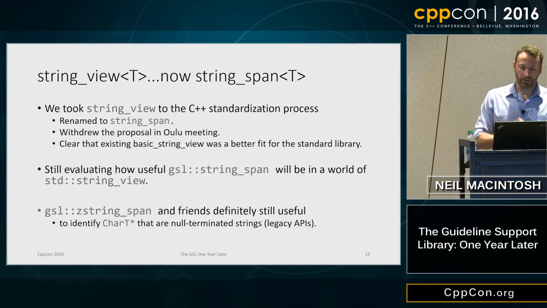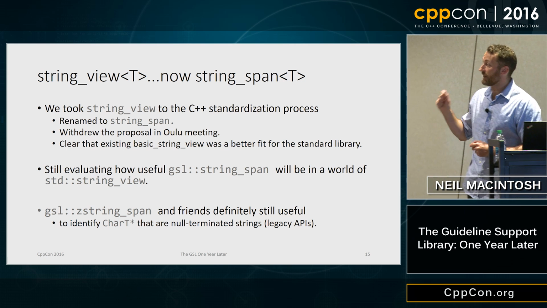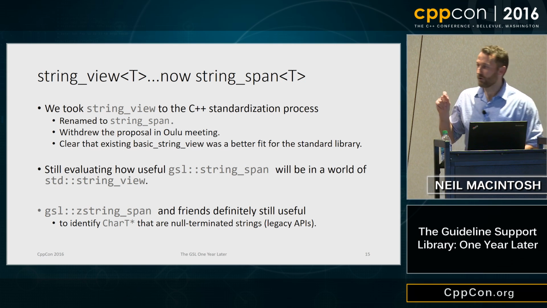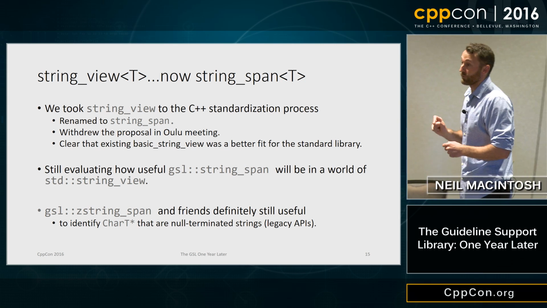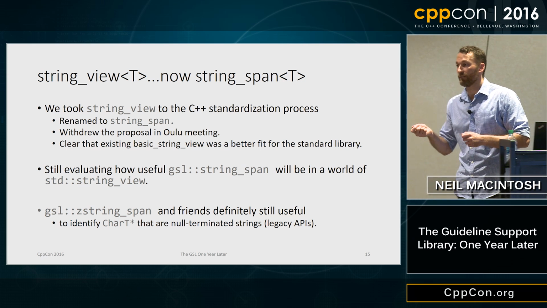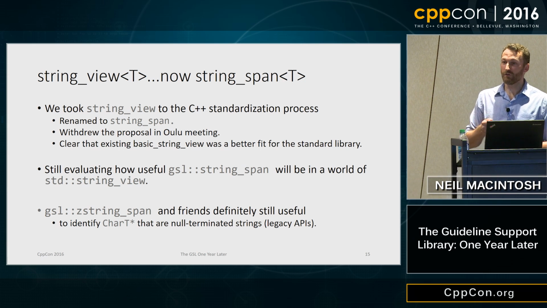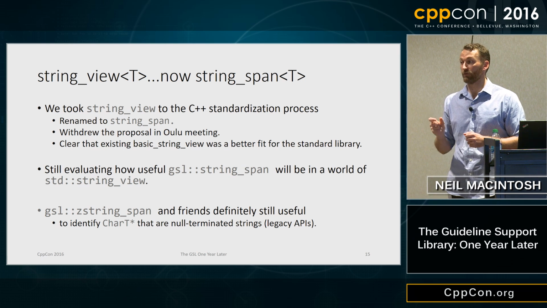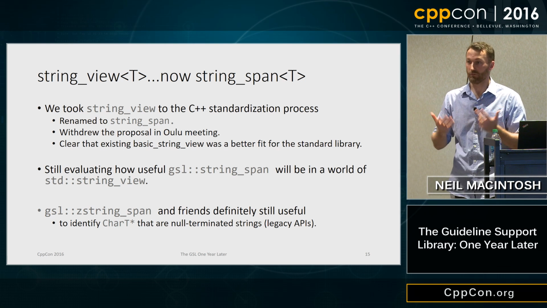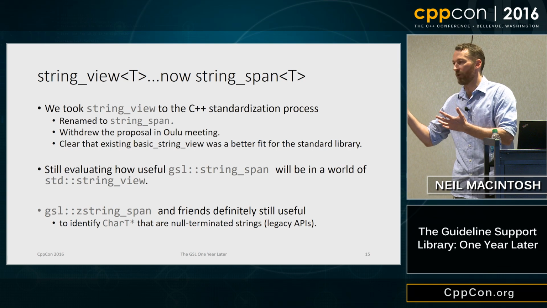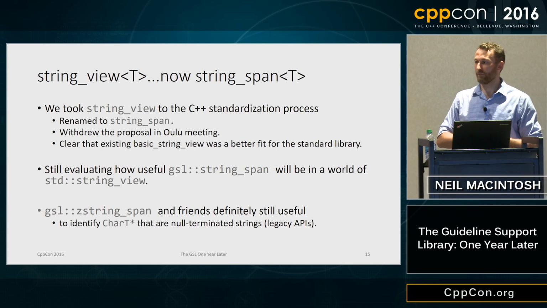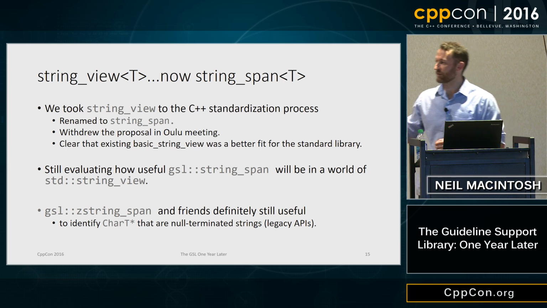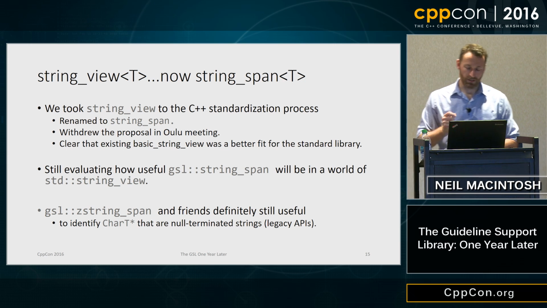Even though we withdrew string span, I wouldn't want you to think that zstring span or zstring is not a thing. That type is still really useful. It's just an alias for a character pointer, but it's a useful alias because it tells you this char pointer is actually supposed to be null terminated, as opposed to just a pointer to a single character, or just a pointer to some object representation I'm looking at that may or may not have nulls in it, and so on and so on. So that's a great way to make your programs more expressive that we think you should still continue to use.